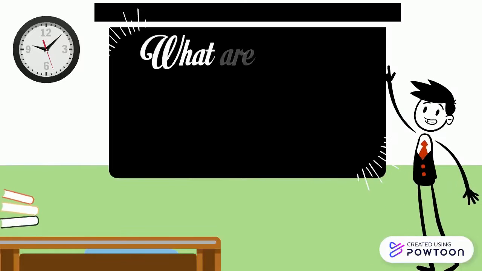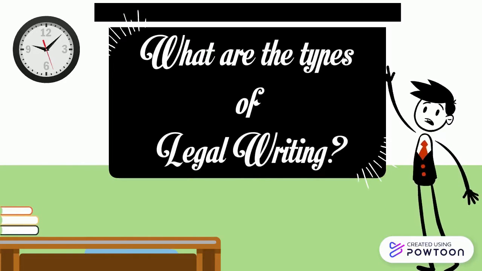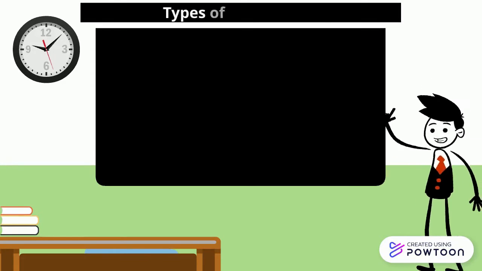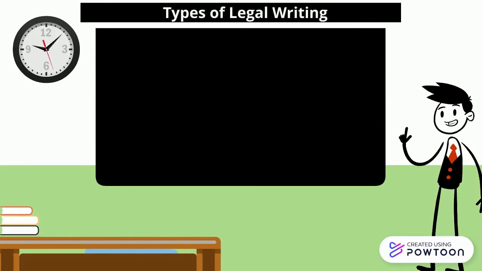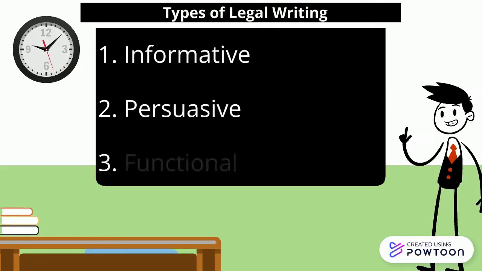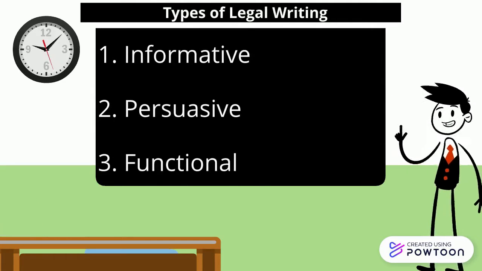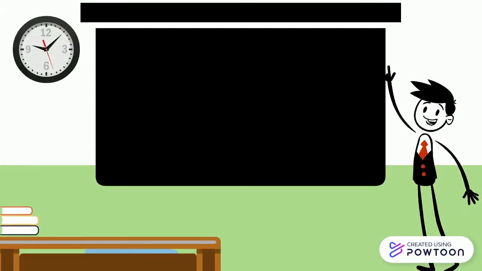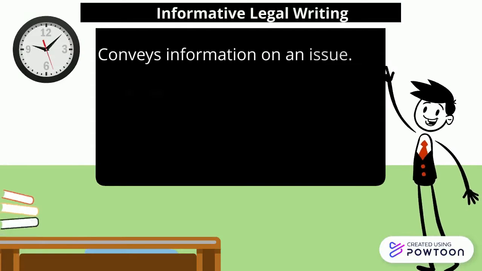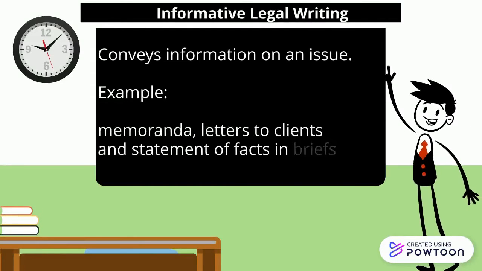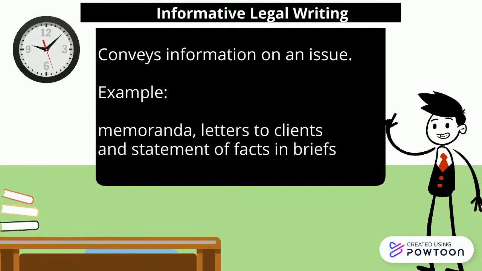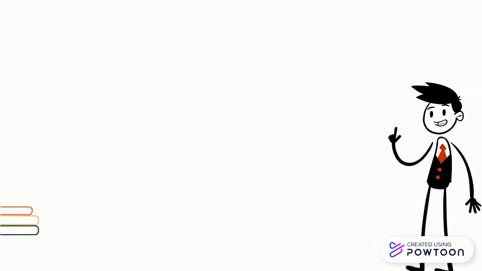Next, what are the types of legal writing? The following are the types of legal writing. First, informative. Second, persuasive. Third, functional. Informative legal writing conveys information on an issue. Example, memoranda, letters to clients, and statement of facts in briefs.